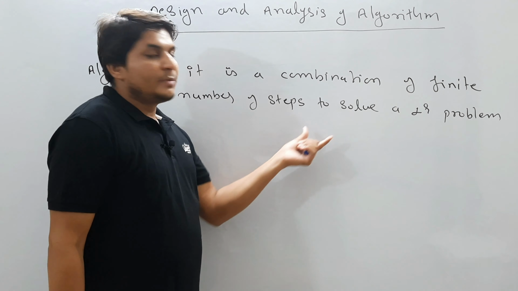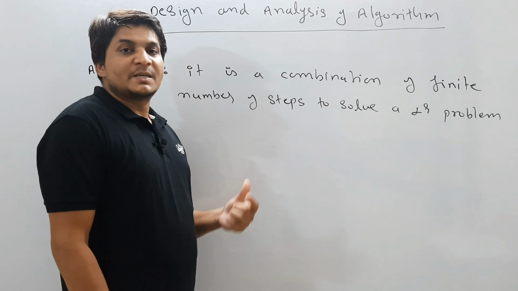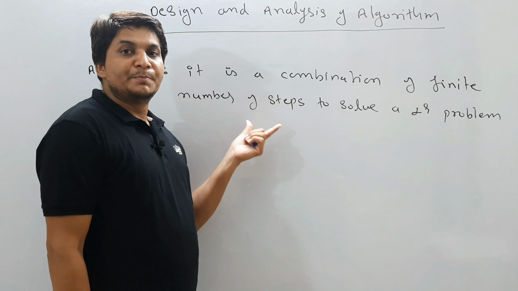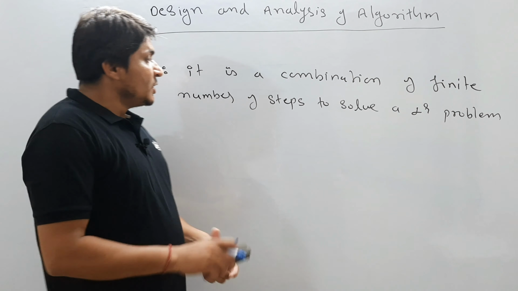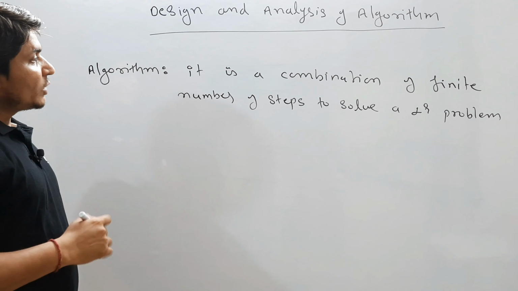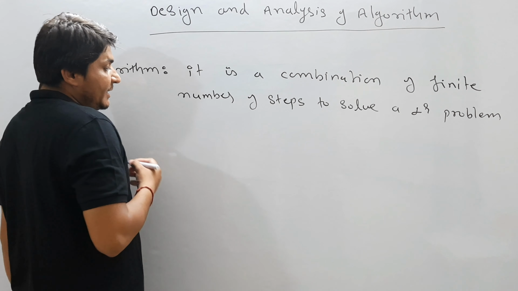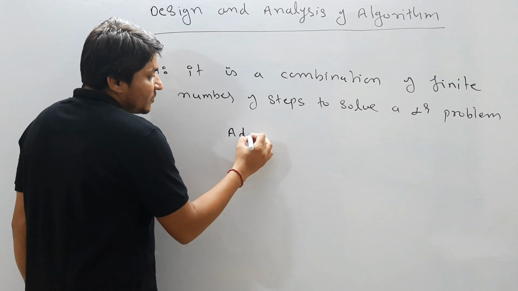So what is the problem? Let me explain through one example. What could be the problem? Let's suppose I want to perform addition of two numbers. I simply want to perform addition of two numbers, and for that I want to write the algorithm. So what kind of steps do I need? Let me write the algorithm for that. So let's say I want to perform the addition of two numbers.